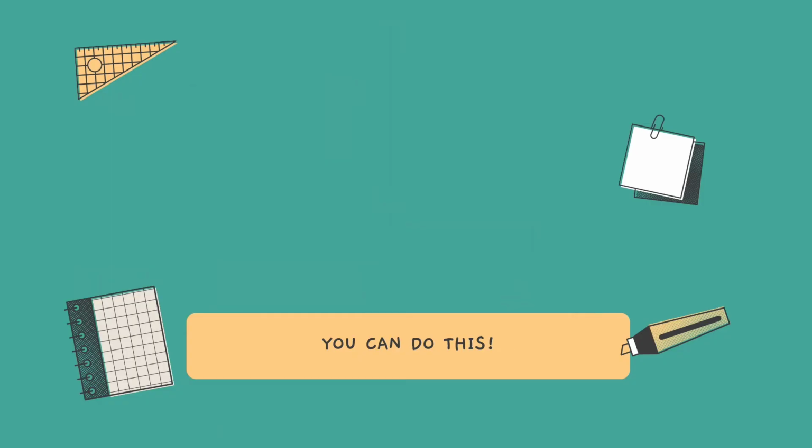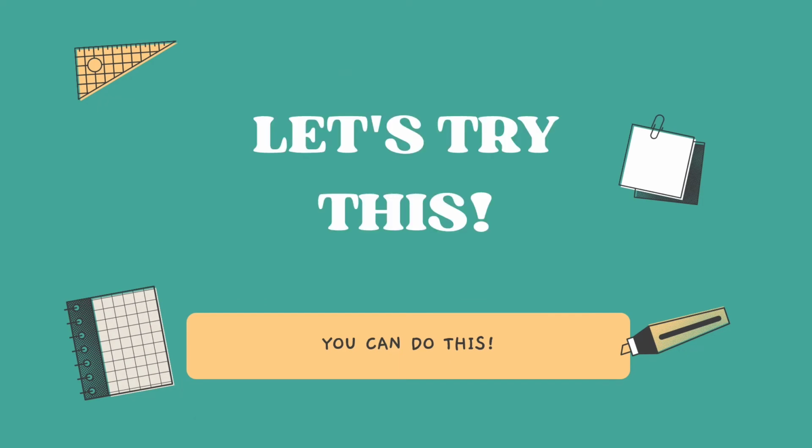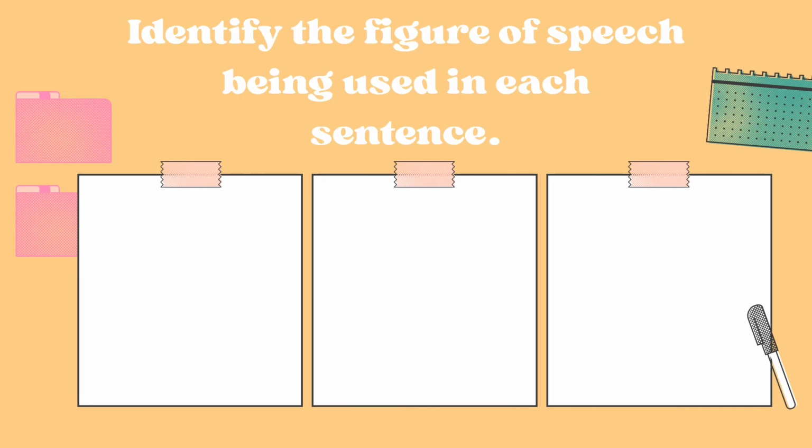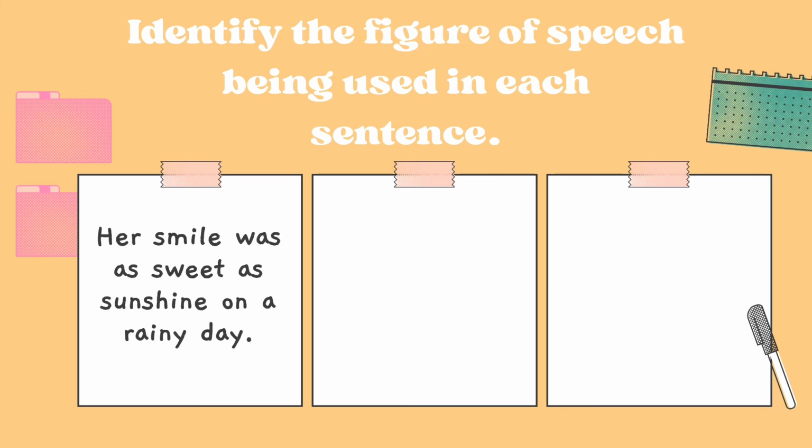We're done with our lesson. Now, let's try to answer this activity. I know you can do this. Get a piece of paper and let's begin. Identify the figure of speech being used in each sentence. Are you ready? Number 1. Her smile was as sweet as sunshine on a rainy day. What do you think is the figure of speech used in this sentence?